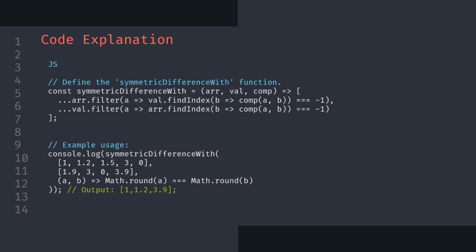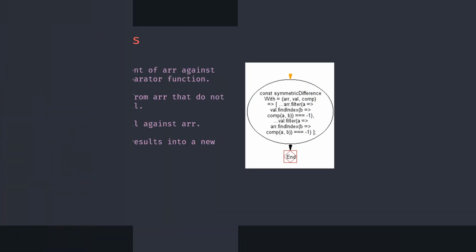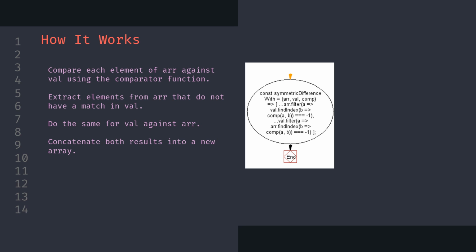This function uses filter to find unique elements and findIndex to check for presence based on a custom comparison function. The function works by iterating through both arrays and filtering out elements that have a match in the other array according to the custom comparator.